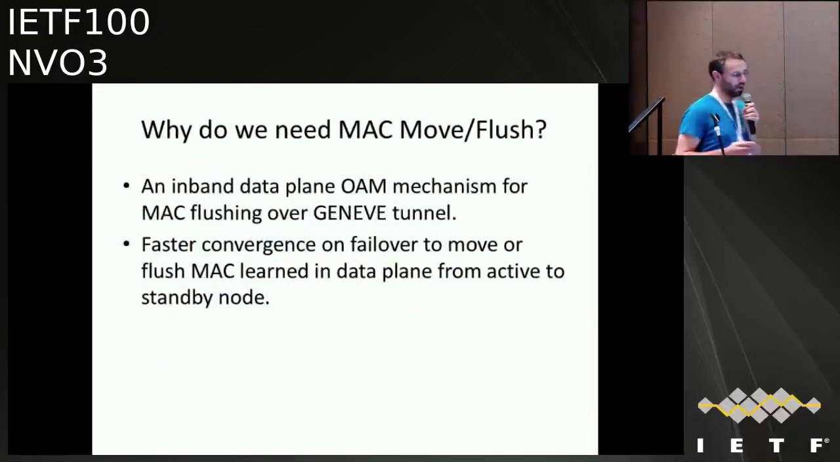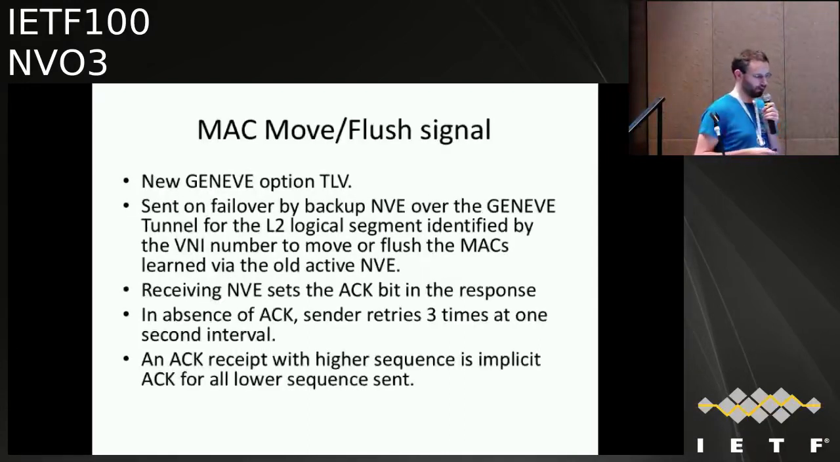So what are we doing? We are using an OAM mechanism in-band in the Geneve tunnel to signal that the other edges in the fabric need to flush or move the MACs from one edge to another. The goal is to have faster convergence, not to wait for MAC aging, which would normally be done in this case.